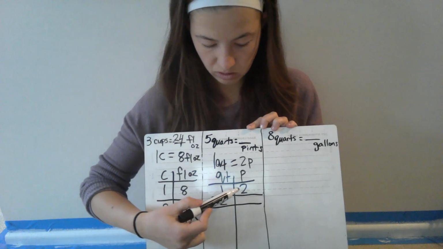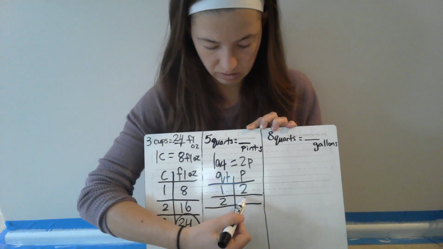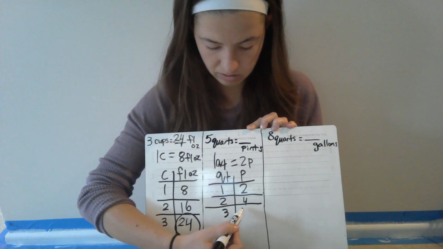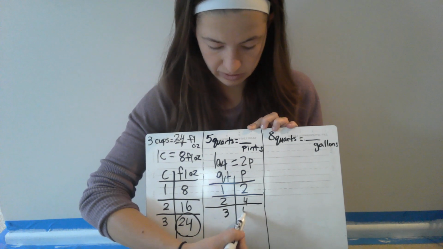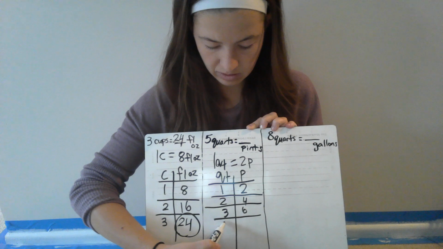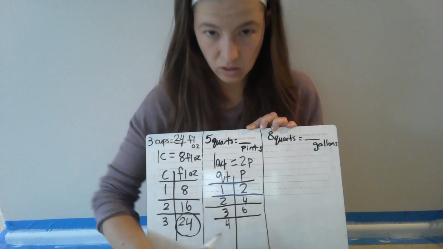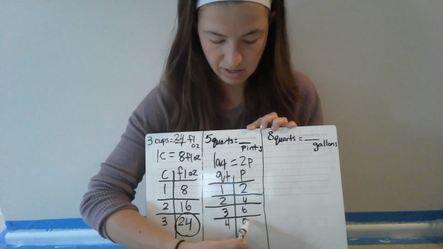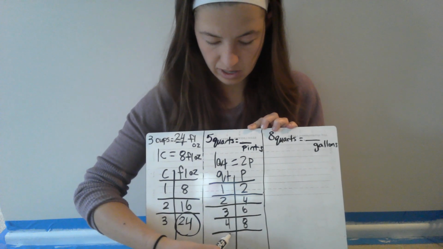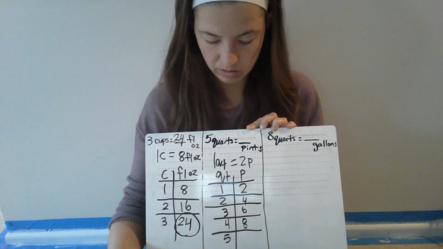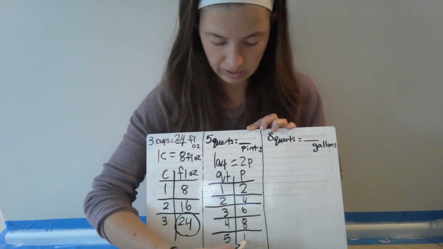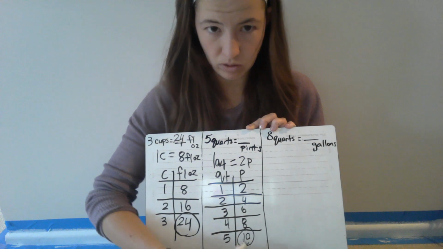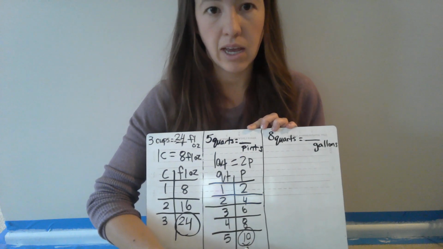2 quarts, 2 plus 2 is 4. 3 quarts, 4 plus 2 is 6. 4 quarts, 6 plus 2 is 8. And 5 quarts, 8 plus 2 is 10. So my answer, 5 quarts, is equal to 10 pints.